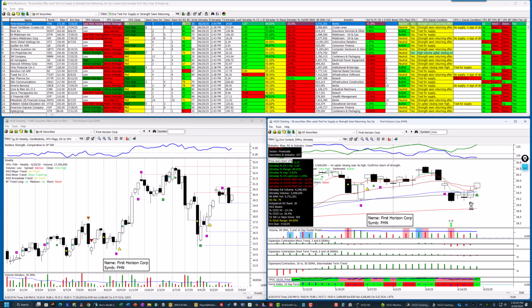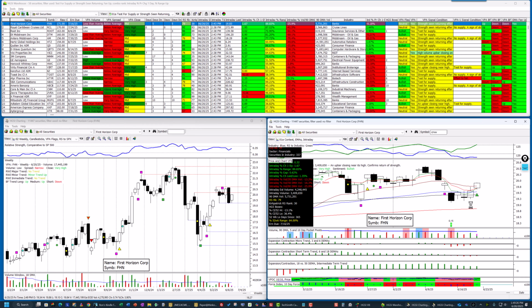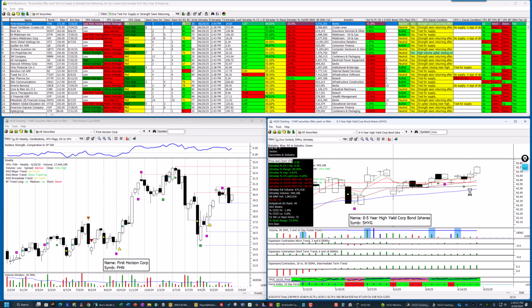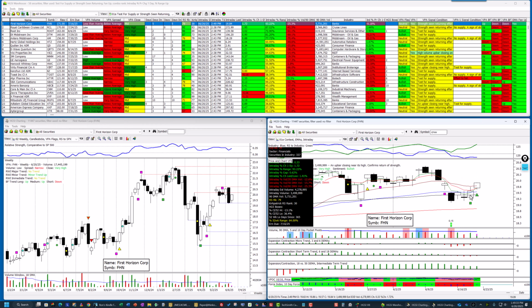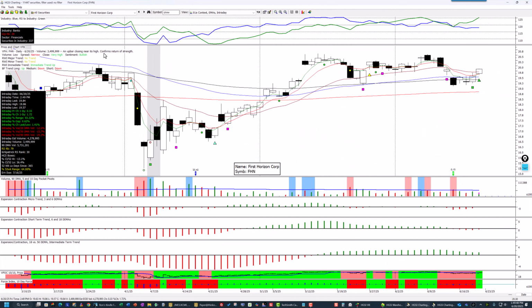This is yesterday's data, of course. It's updating right now. Sorry about that. I'll just let it finish. Okay, so this scan, strength seen returning after a downtrend, and then it's followed today by confirms an up bar closing near its high that confirms return of strength.